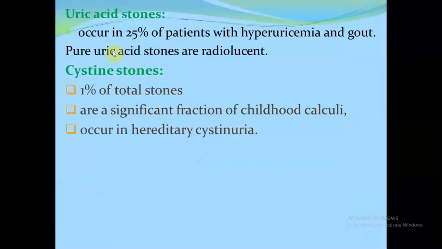Uric acid stones occur in 25%. When I hear uric acid stones, remember that this type of stone, if it is pure uric acid, is radiolucent, so it is not discovered by radiology. Cystine stone is very rare and accounts for only 1% of all types of stones. This is important in childhood types of stones, and it occurs because of hereditary cystinuria.